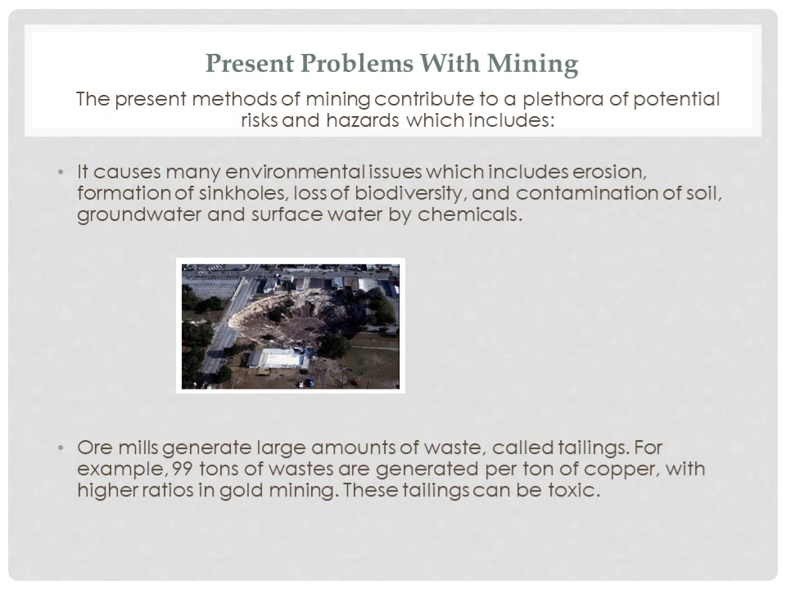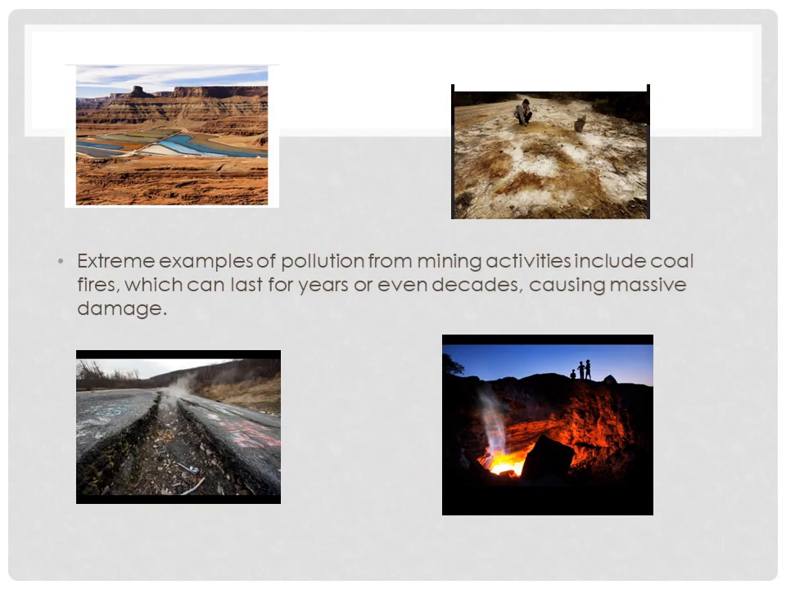Ore mills generate a large amount of waste called tailings. So as we know that tailings are the discarded product from any mineral. They also lead to a lot of contamination of the soil and water bodies. These tailings can be highly dangerous and can actually contaminate both soil as well as water.